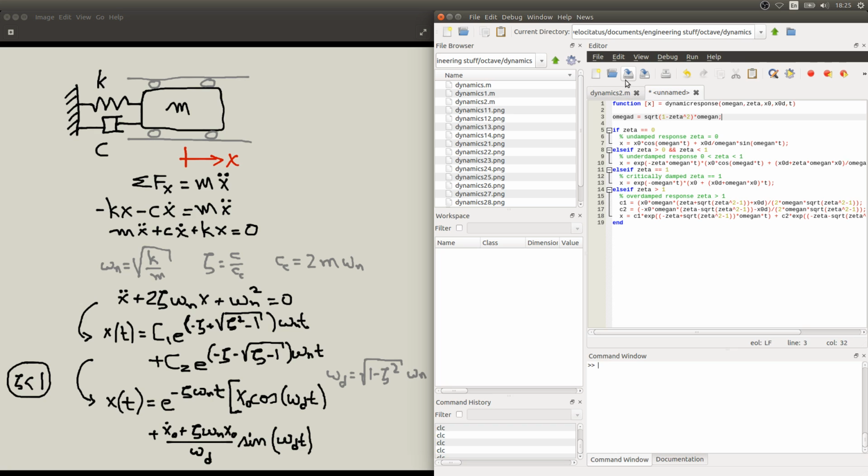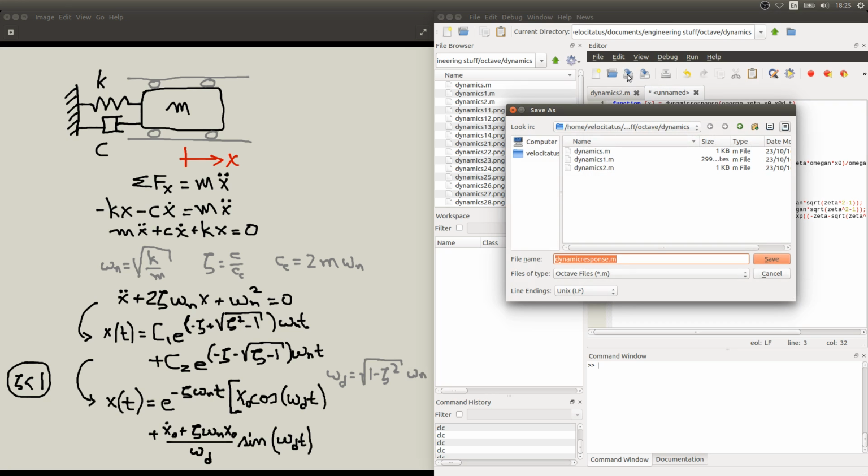If we save it, we'll see that the name of the file has to be exactly the same name of our function as in the header here of the file. And also we need to save it in the same folder that we're going to use it later, to make things a bit more simple. So you'll see that Octave already chooses the name of the file based on the header of the function.